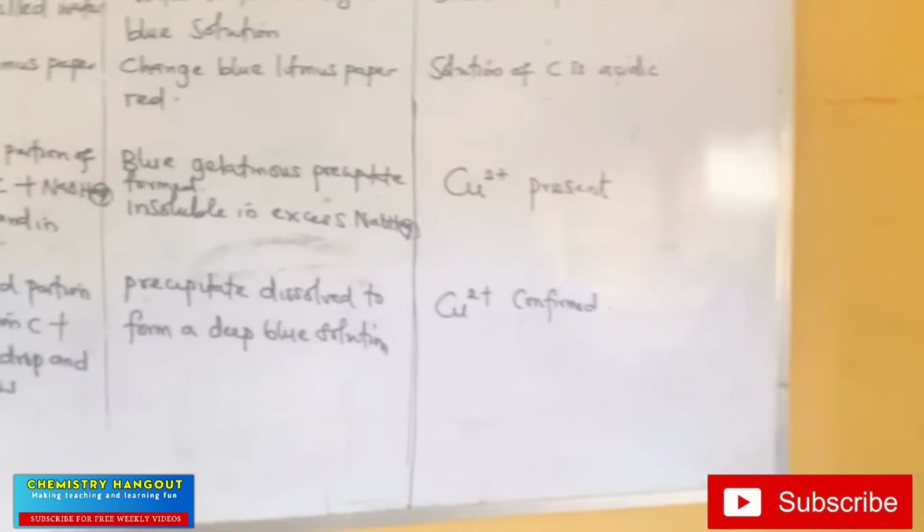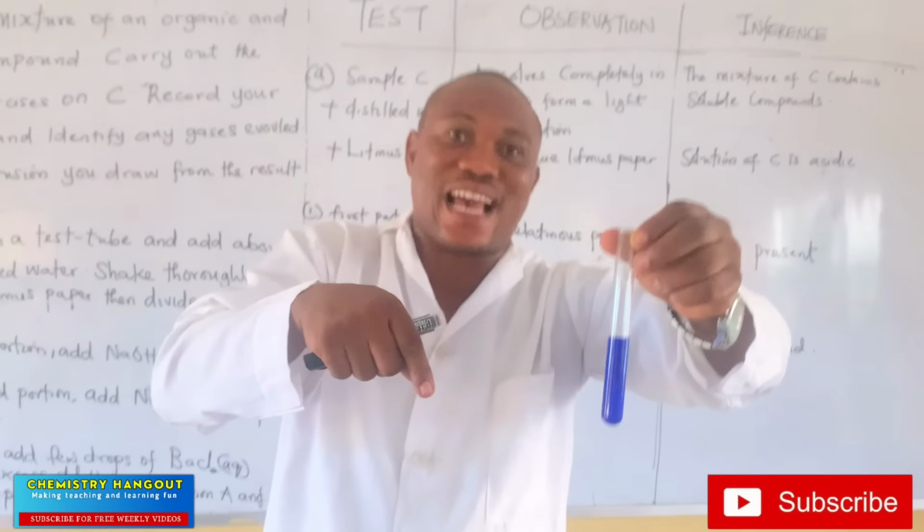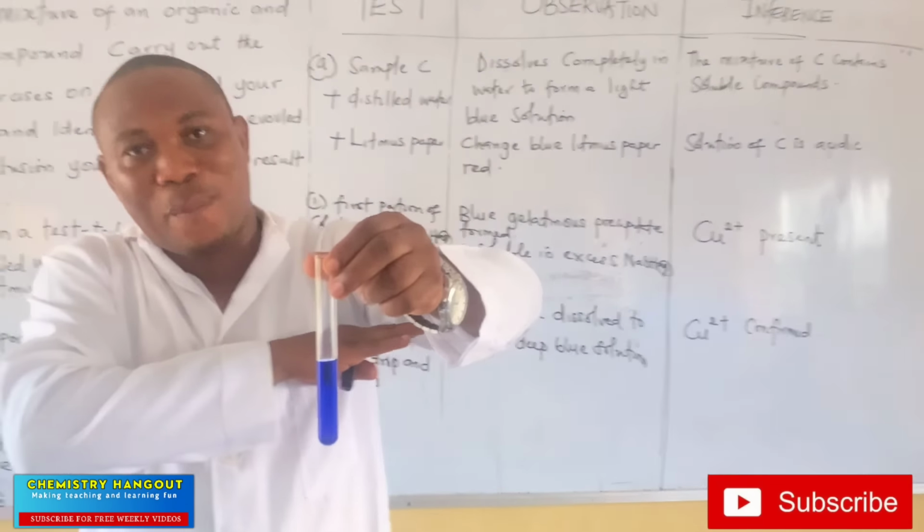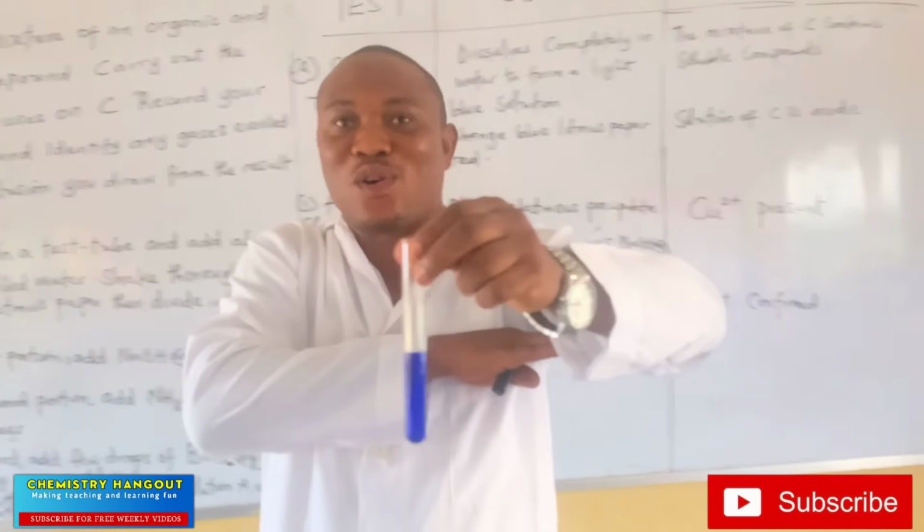When you see it forming a deep blue solution on the addition of excess ammonia solution, it is a confirmatory test. There is no need of saying copper is probably present. This is confirmed. Copper is here. For it to have formed this deep blue solution in excess ammonia, Cu2+ is confirmed. Very clear. That's the second portion.